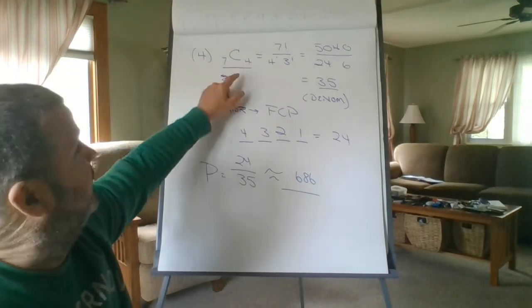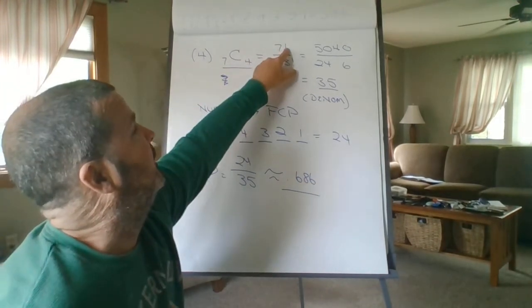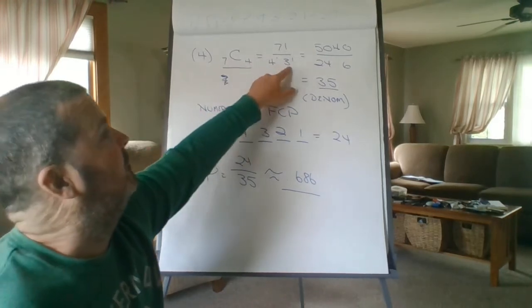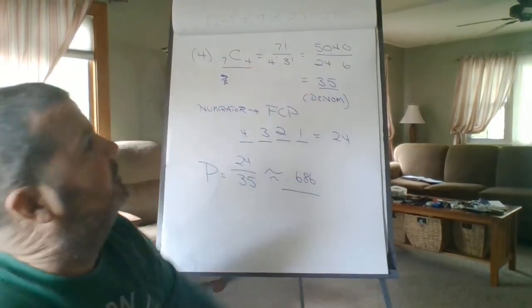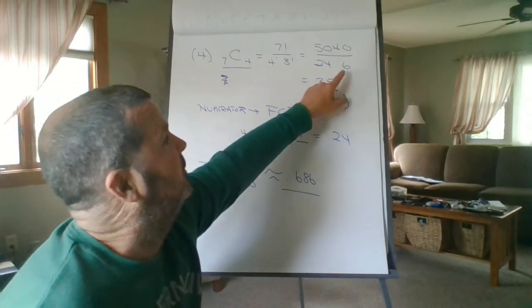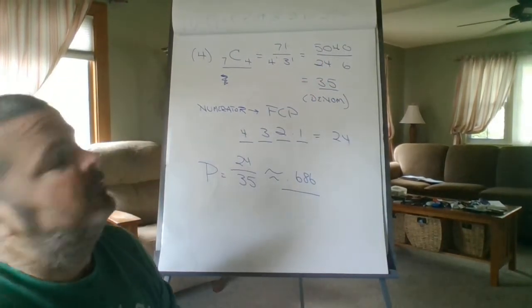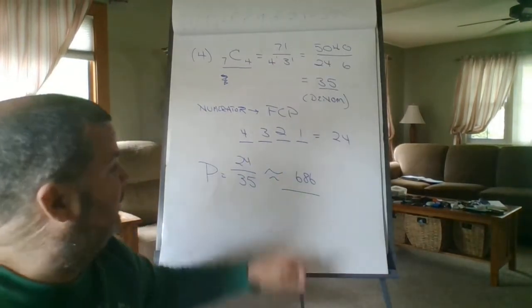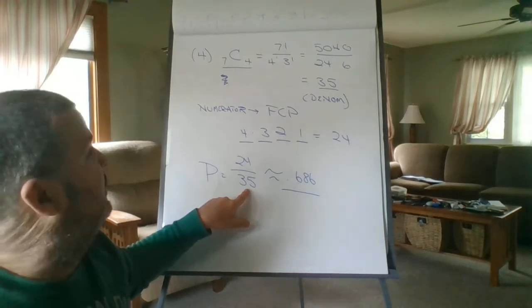This is our denominator. So 7 choose 4 is 7 factorial over 4 factorial and 3 factorial, because 7 minus 4 is 3. 7 factorial is 5,040. 4 factorial is 24. 3 factorial is 6. So we're basically going to do 5,040 divided by 144, and we get 35. That's the number that's eventually going to end up in our denominator.